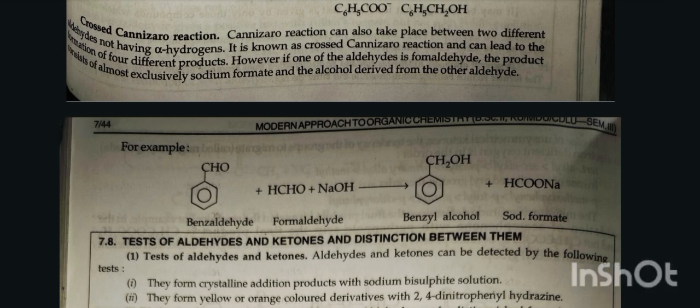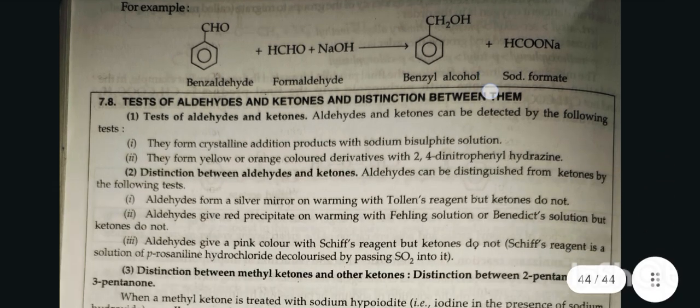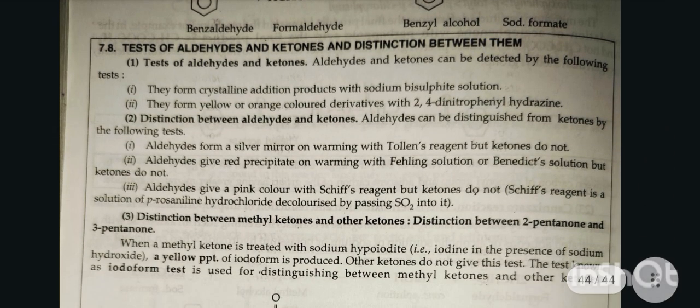Cross-Cannizzaro reaction. Cannizzaro reaction can also take place between two different aldehydes having no alpha hydrogen. It is also known as cross-Cannizzaro reaction. It can lead to the formation of 4 different products. However, if one of the aldehydes is formaldehyde, the product consists of mostly sodium formate and the alcohol derived from the other aldehyde.